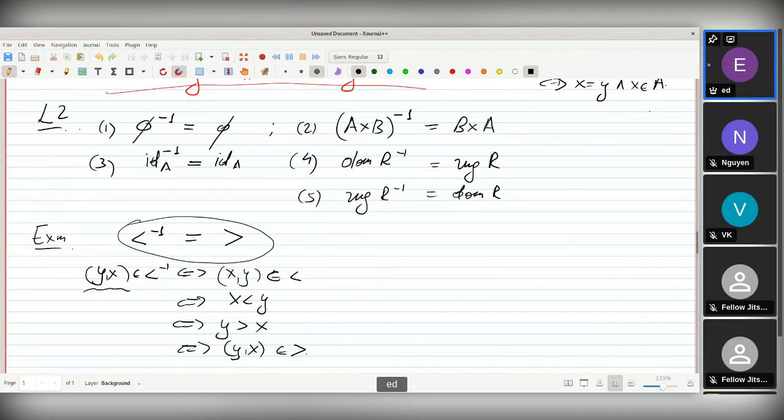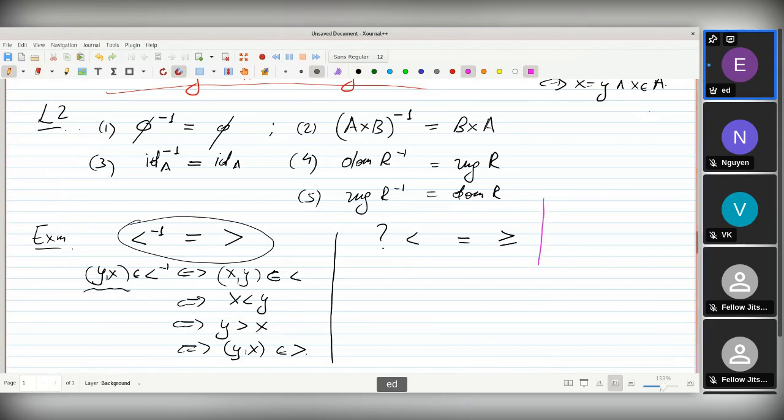But how can we obtain greater or equal? What should we do with this relation less than to obtain greater or equal? Any ideas? Can you add the identity? Add the identity, no, because we should swap the coordinates as well. So here we have less than, and here we have greater or equal.